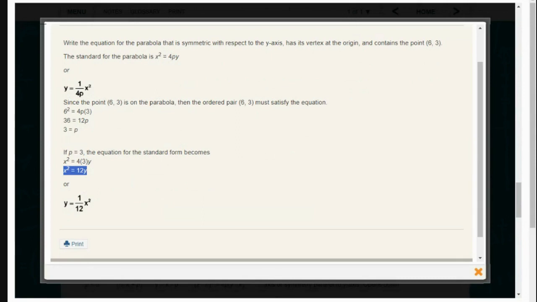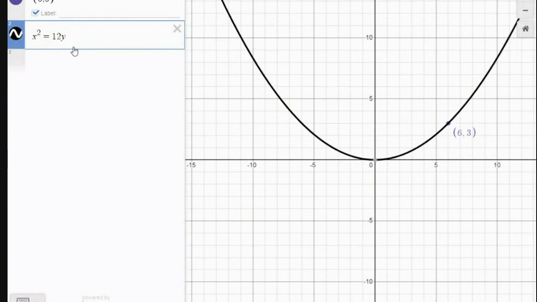And the way we checked it was to graph it. We actually graphed it to check ourselves. Are we right? We knew we were right because we've already verified it by graphing it and finding out it is a parabola and it does go through the point (6, 3).